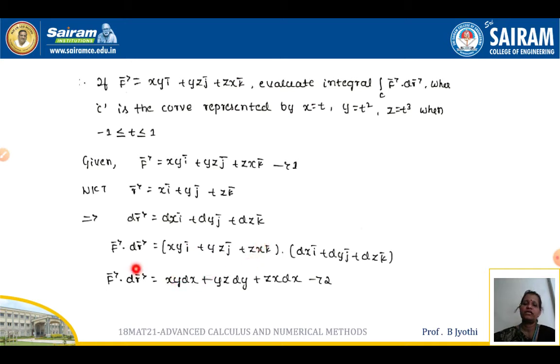And before doing the integral we need to do multiplication, that is a dot product of F dot dr. So on doing so we get xy dx plus yz dy plus zx dz. Let's call this equation number 1. And before doing the integration, what we need to do is, what is x here? x is equal to t, y is t square, and z is equal to t cube.